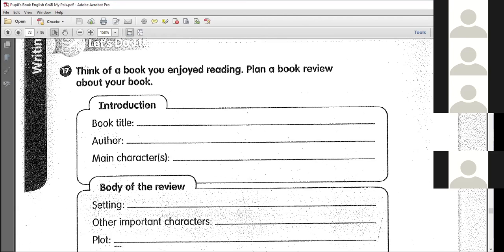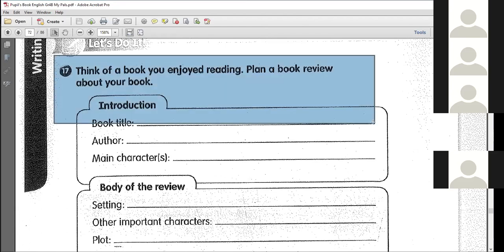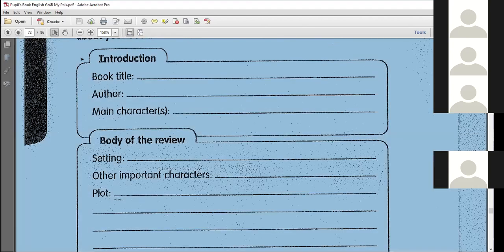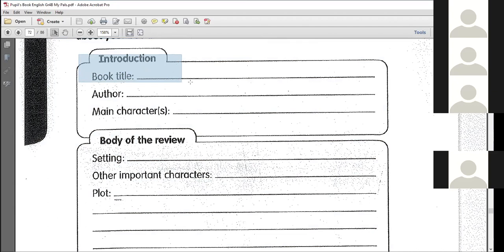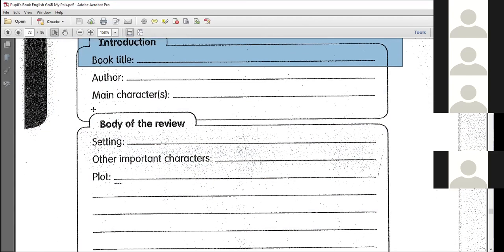We got about 2 minutes left. So on your lunch break, I just want you to think about a book that you liked to read, and I want you to try to plan a book review, okay? So all you need to do is think of a book title, and I will help you out with the rest of this after lunch, all right, kids?